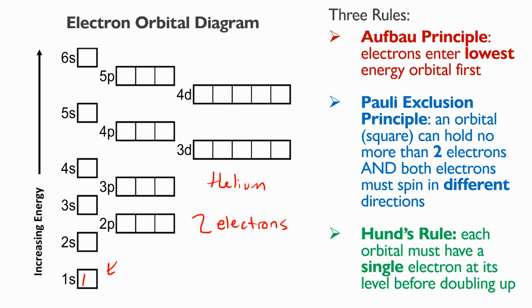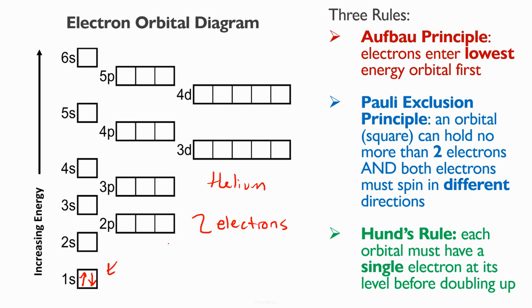So I'm going to fill my 1 electron, and now I need to add my second electron. I denote that with an arrow going the opposite direction. Why? Because remember, both electrons must spin in different directions. That's what the Pauli exclusion principle tells me. They've got to spin in different directions. So that's why I draw these arrows moving in opposite directions.